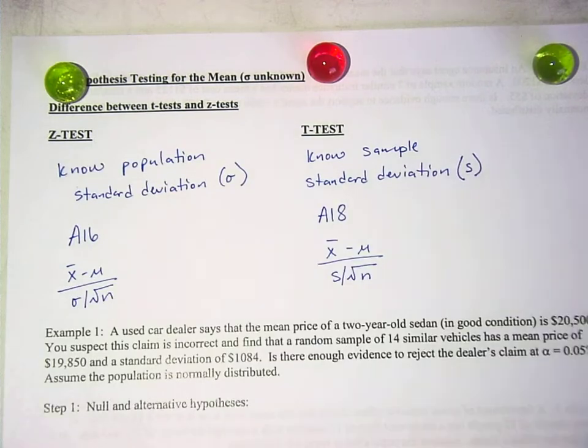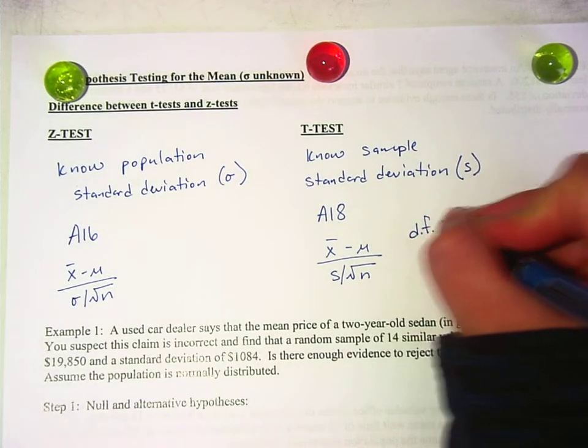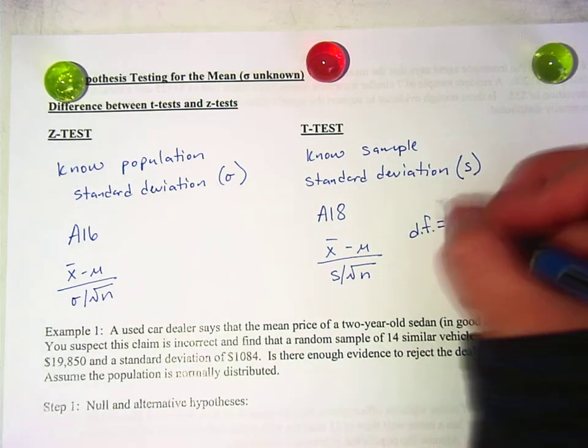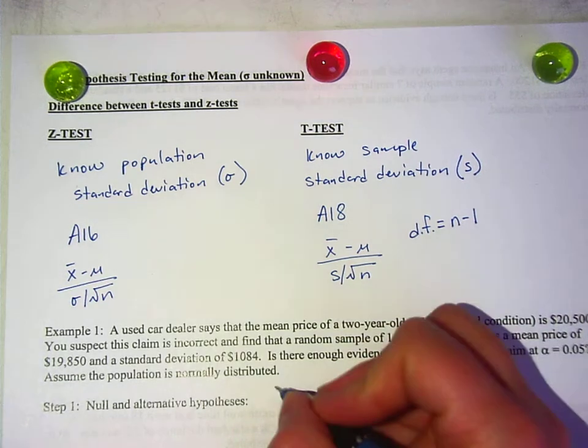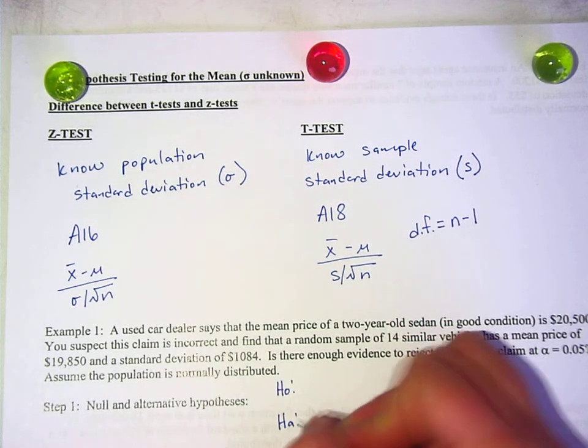All right. Do you remember what degree of freedom is? N minus 1, yep. Just one less than n. All right, so let's start by doing the null and alternative hypothesis.